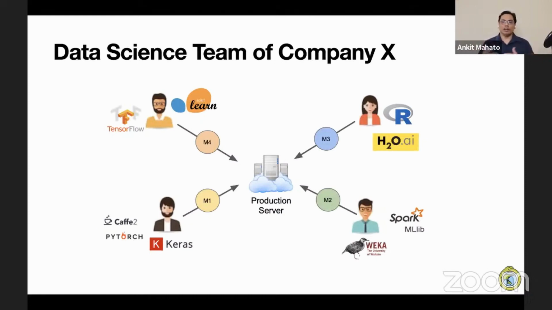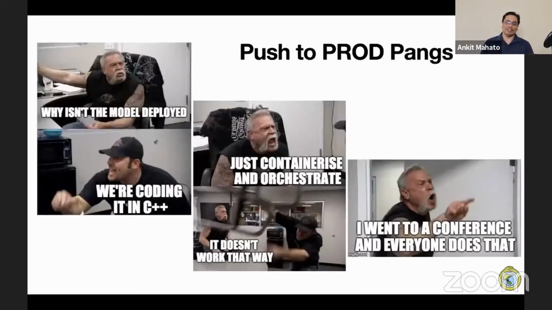Suppose these four data scientists come together to solve a problem. They develop individual models, M1, M2, M3, M4, as seen, and then send them to the IT DevOps team to deploy. So what happens next? This is what happens. People wait. They are like, okay, why isn't my model deployed? The DevOps person says that we are coding it in C++. Then the developer says, okay, we can just containerize it and orchestrate. And the DevOps team is like, no, we cannot do that.